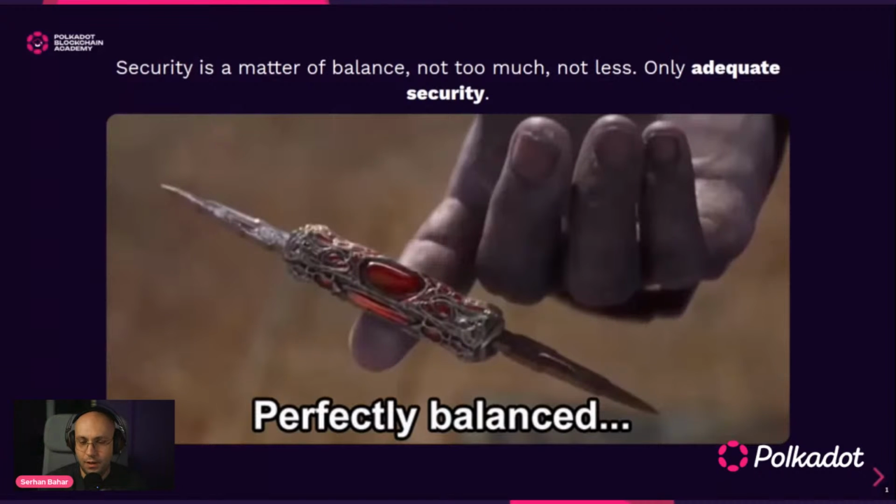In security, we have many things that can be important. But if we need to summarize and speed up everybody's understanding of security concepts, security is a matter of balance: not too much, not too little, only adequate security. If your security is too little, it's going to be horrible for managing risk. But if you make everything secure, like a castle that needs to be defended, it's going to be hard to use for users. So we need only adequate security, not too much, not too little.